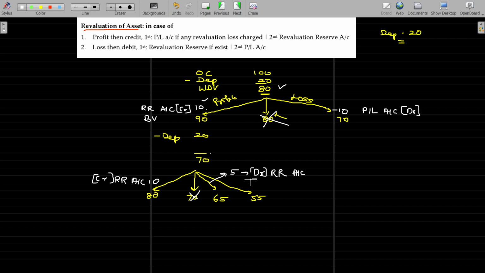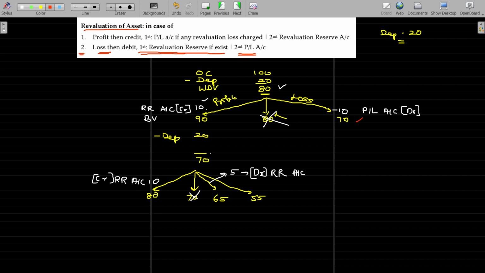Is that clear? Okay. Second point, loss. Then first you have to adjust in the revaluation reserve if it exists. If it is not so, then second you have to adjust that in the P&L account. That is a rule. Right.